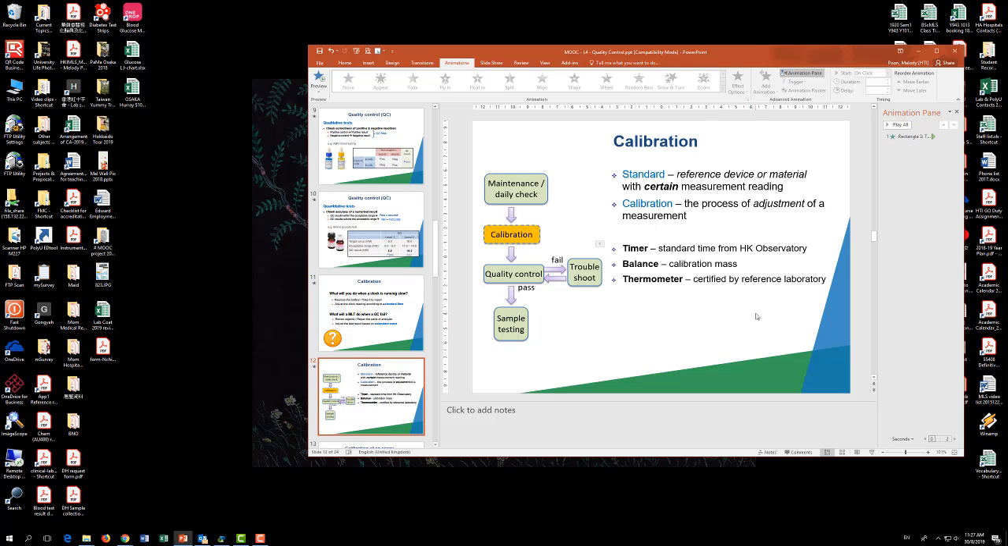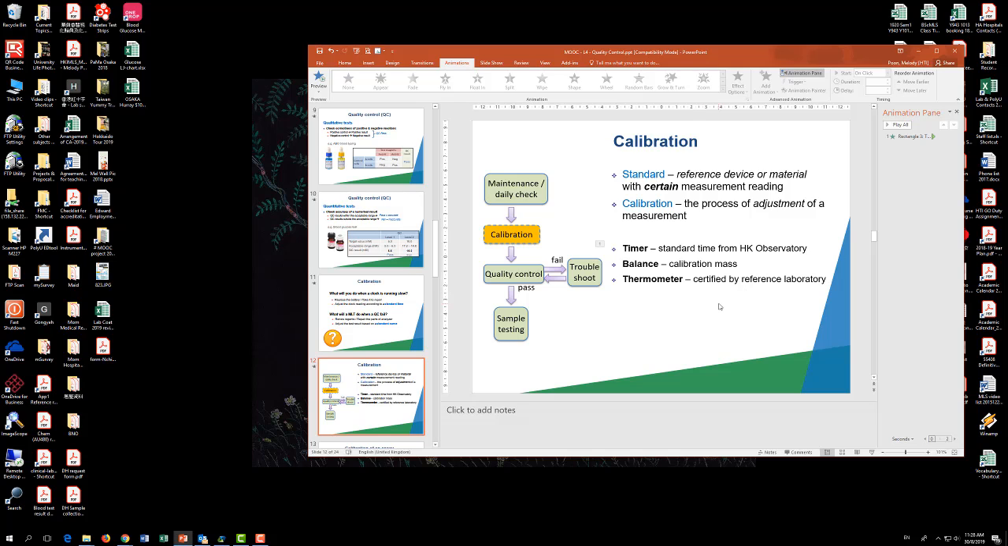A standard can be a reference device or a material with a certain measurable reading. So in the laboratory, we can check the accuracy of a timer by comparing it to the standard time from the Hong Kong Observatory. We can check the balance with calibration masses, and we can send the thermometer to a certified reference laboratory to check the accuracy of its measurement.